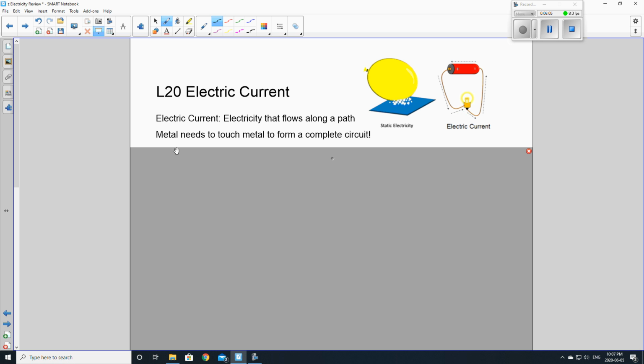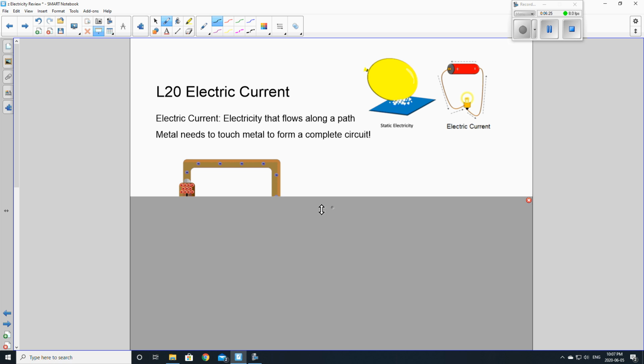Just remember that metal needs to touch metal to form a complete circuit. The bulb has a filament, there's a wire going through, and the wire makes contact with this wire here. This wire makes contact with the positive terminal. In here, there's a reaction. There's a casing, and the metal makes contact with the metal right here.